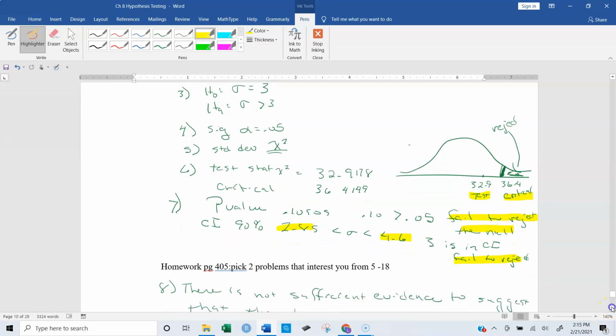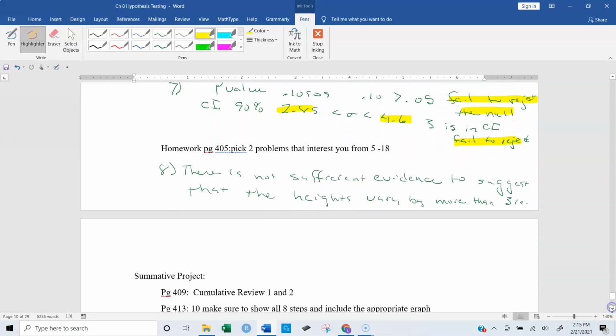Okay, what does this mean? There is not sufficient evidence to suggest that the heights vary by more than 3 inches. And we're done.